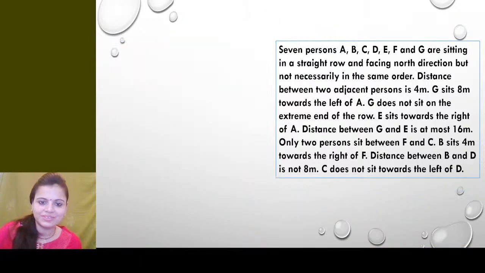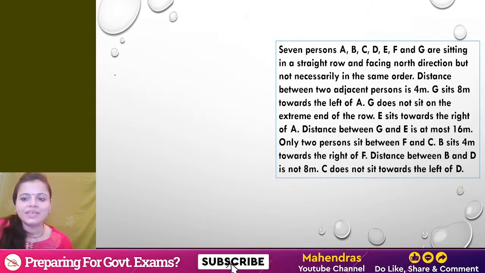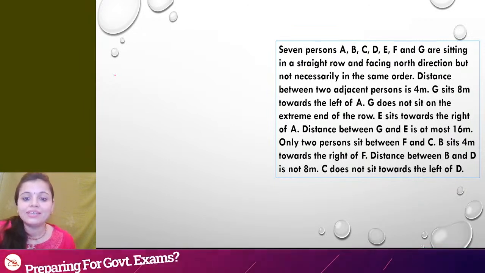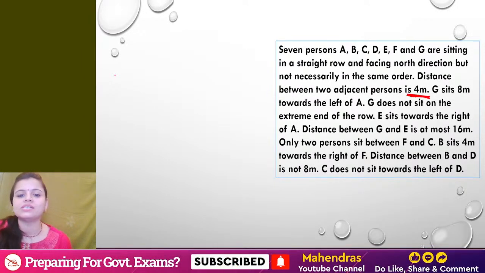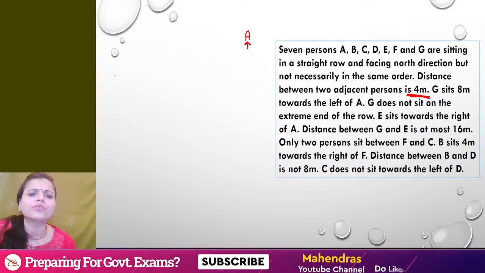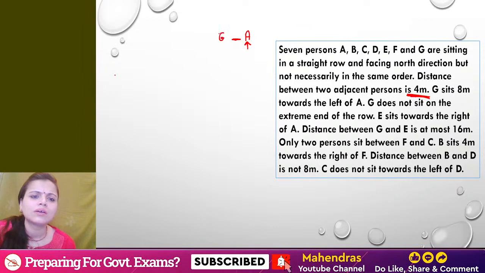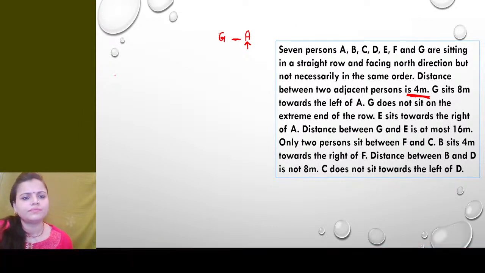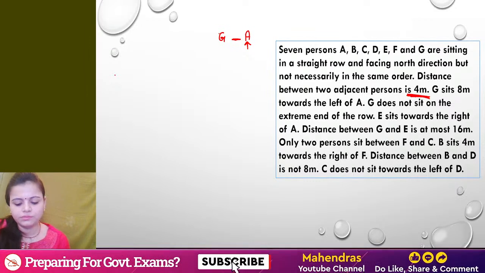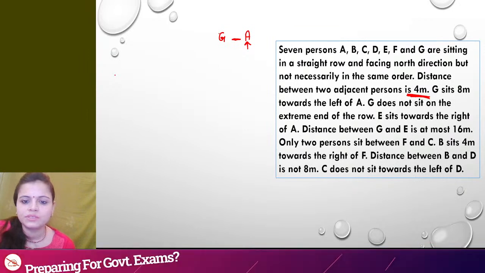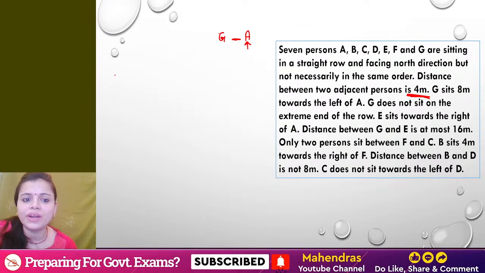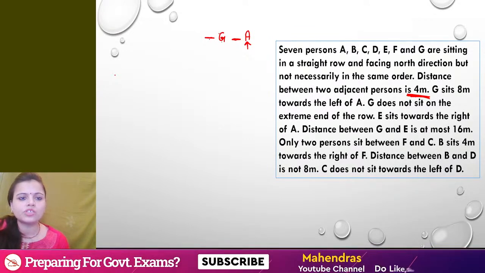Okay, let's solve the question. See, in this question, a straight row is given and they all are facing north. The distance between adjacent persons is 4 meters. G is 8 meters towards the left of it. That means G is second left of it. After one person, G is sitting on the left. G does not sit on the extreme end of the row, so at least one person is on the left of G. So now 1, 2, 3, 4 places.